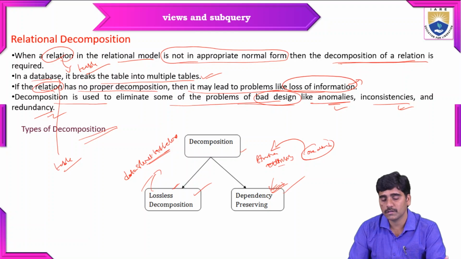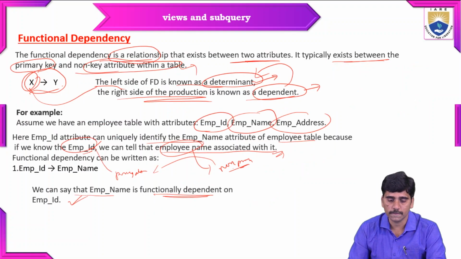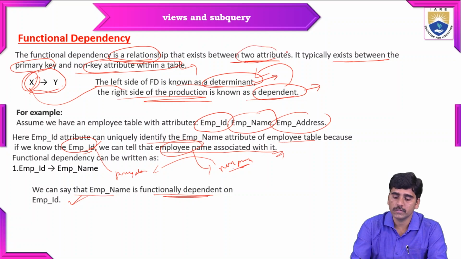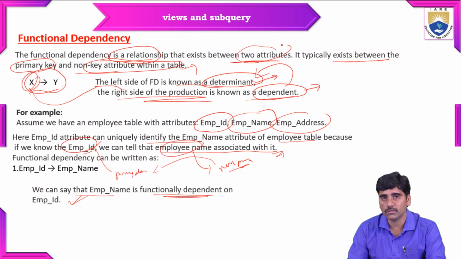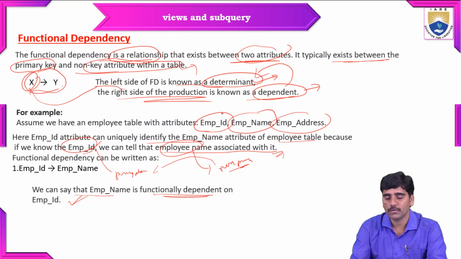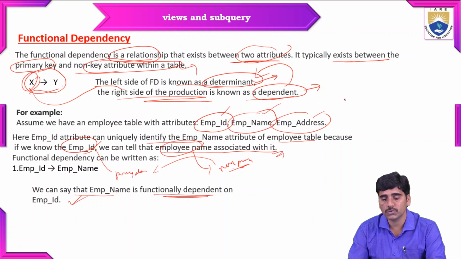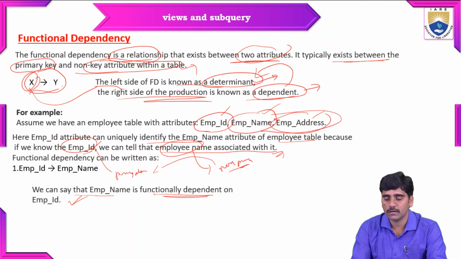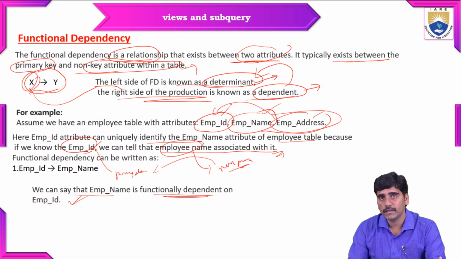Lossless decomposition is nothing but what? When you are dividing the tables in two ways or three ways, the data is not lost. Then it is called lossless decomposition. And functional dependency: it is nothing but the relationship that exists between two attributes. So here the table contains employee ID, name, employee address. Name and address depend upon the employee ID. So that is functionally dependent on that employee ID.